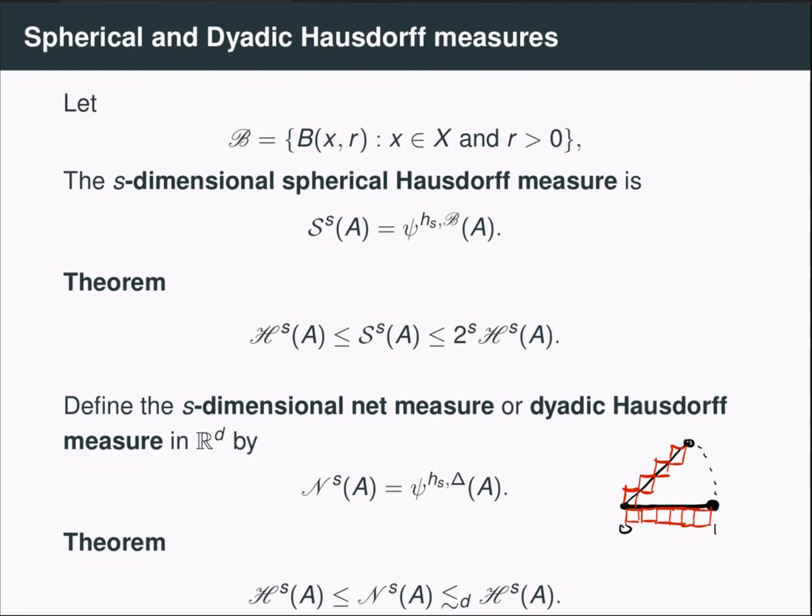However, each of these measures, so spherical and dyadic measure, are useful in some particular context, which is why they've been defined. So finally, you might be thinking about whether there are other interesting Caratheodory constructions using gauge functions other than the diameter of a set to a power s. And the answer is yes, there are many examples.